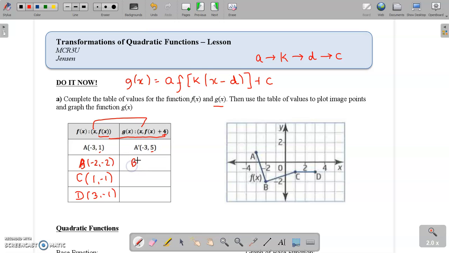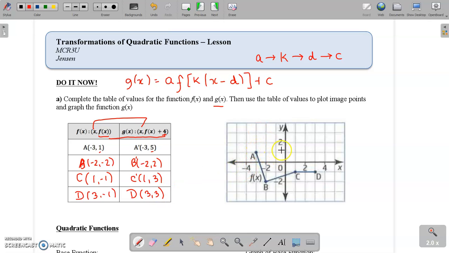So we have B, -2, 2, C, 1, 3, and what is your D value? So here we would write, let's say, they use just a notation like this little tick to show it's transformed, to show it's different from the original value. And then the transformed D value would be again 3, 3.